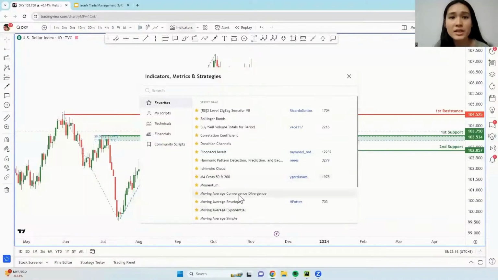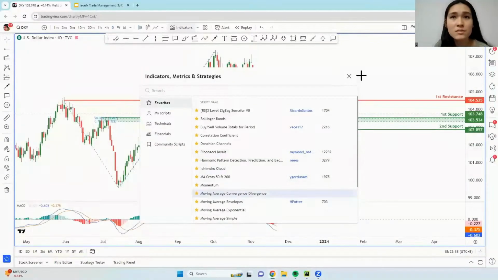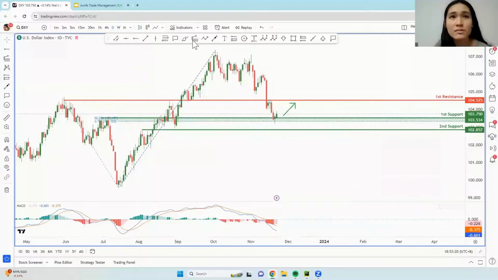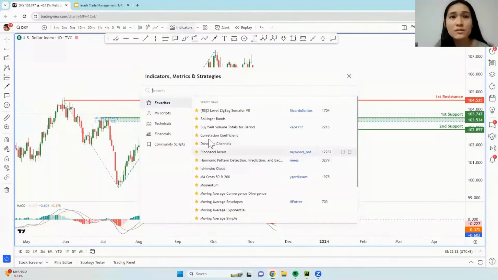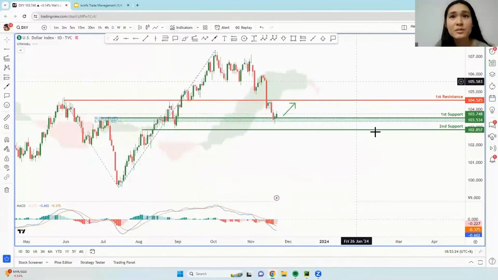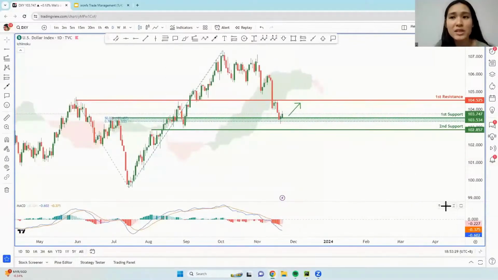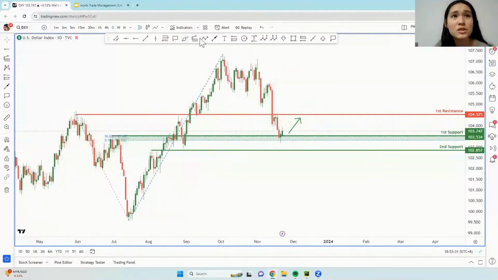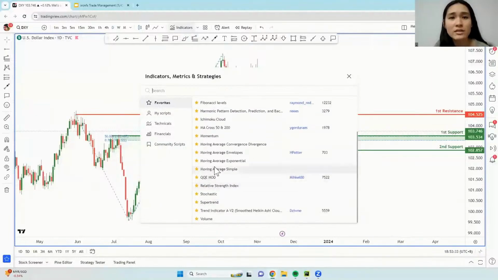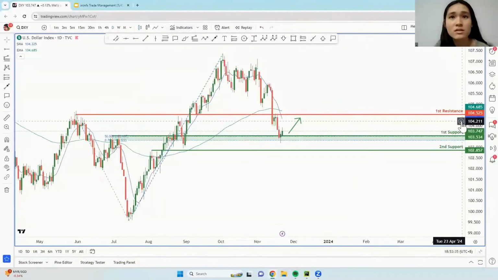Let's look at some indicators. Okay, it's pretty bearish on both MACD and Ichimoku. Let's look at, okay, pretty bearish as well.